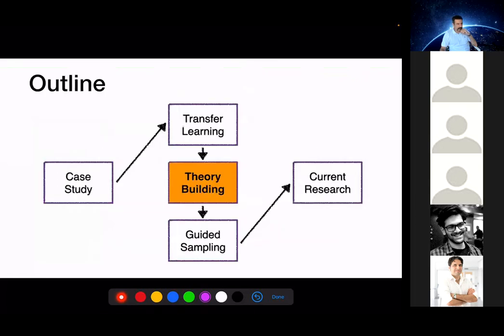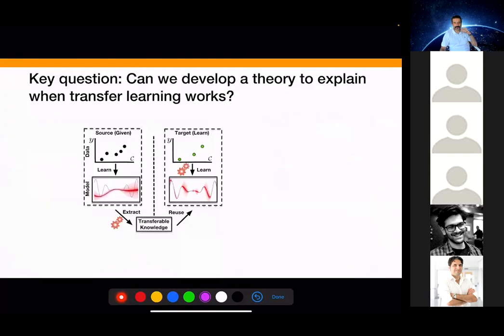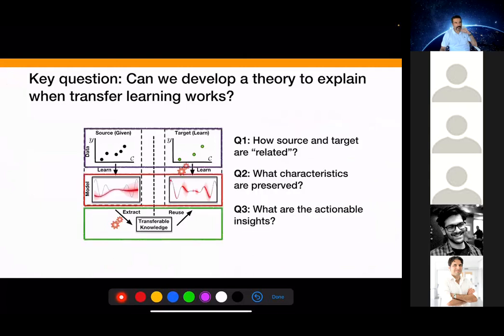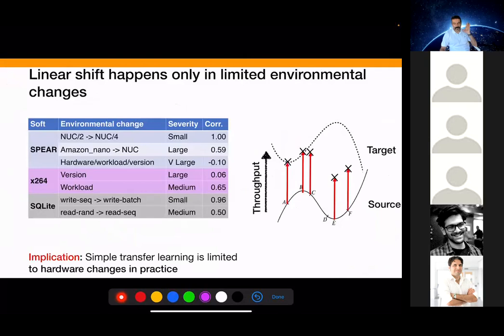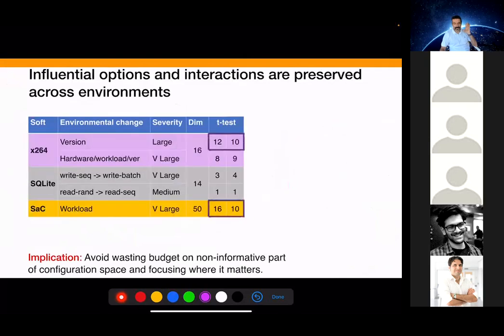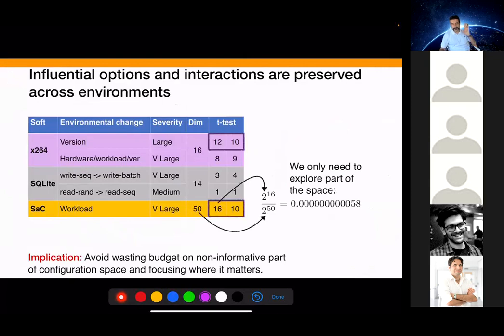Let's skip this theory building, but basically this theory building was related to some analysis we have done empirically to understand the landscape for different real world systems. And the key observation was that there were some similarities across the environments, and that exploiting these similarities would be useful for decreasing the cost of exploration by a good amount.